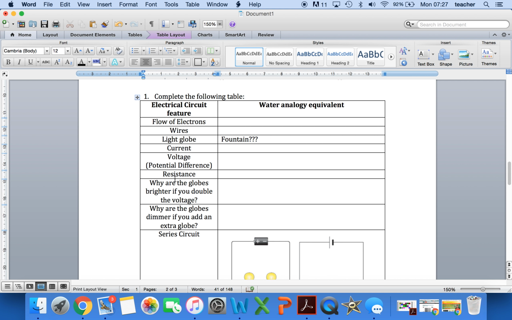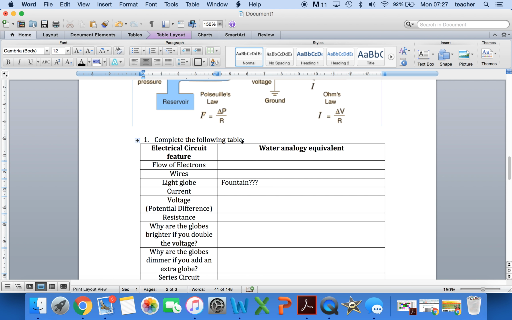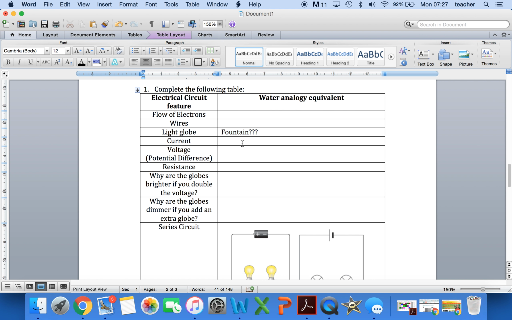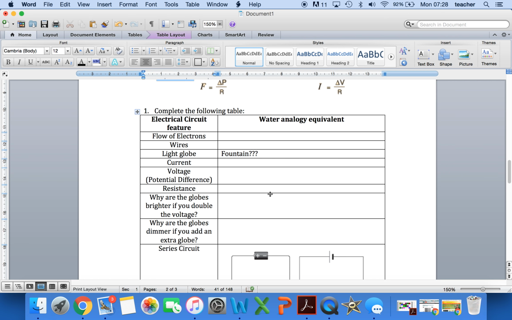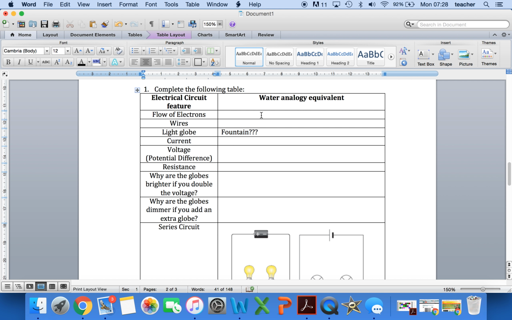Why, if you put in an extra globe, say you had one globe here and one globe here, why would those globes be dimmer? And what would you do here to show that, or to describe that? And look, you should be writing a couple of sentences here, and in fact, in many of these you could also be drawing. I think you should also draw a diagram here to show the flow of electrons, the wires.